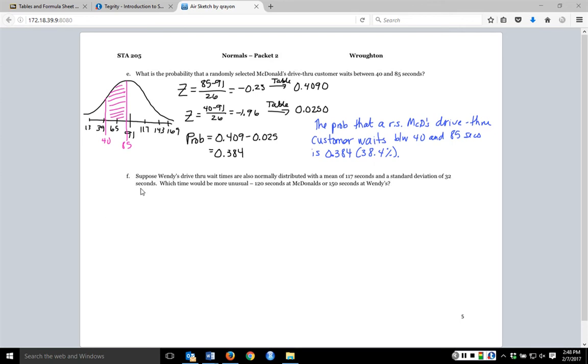Alright, our last question. Suppose Wendy's wait times are also normally distributed with a mean of 117 seconds and a standard deviation of 32 seconds. You want to figure out what would be more unusual, 120 seconds for McDonald's or 150 seconds at Wendy's. Now, you don't have to draw the pictures for this one, but again, it can sometimes help for understanding. So I'm going to start with a McDonald's picture here, because that's what we've been working with.